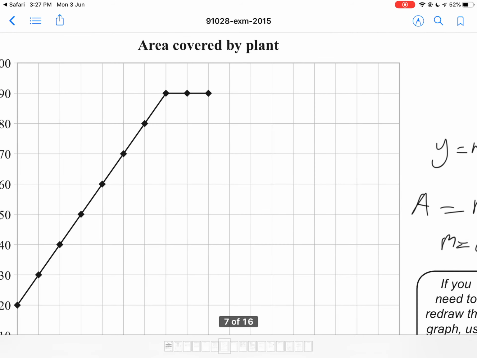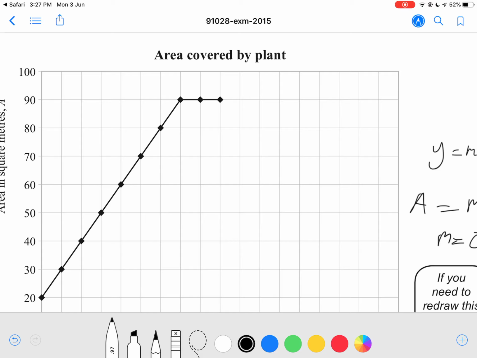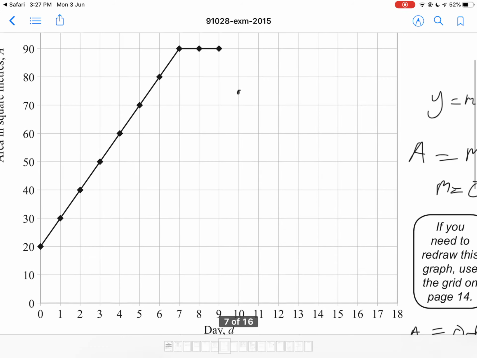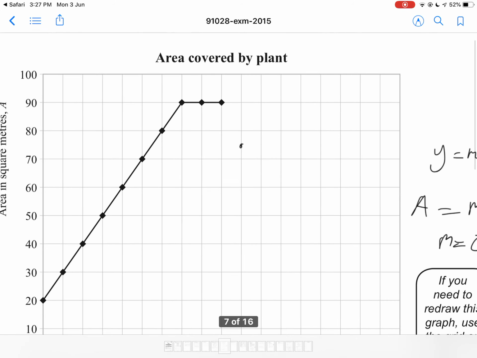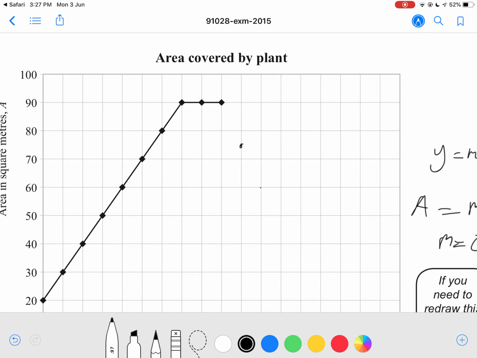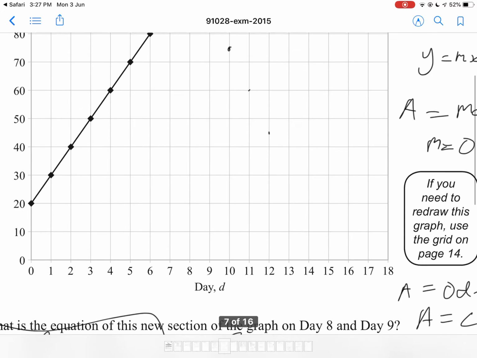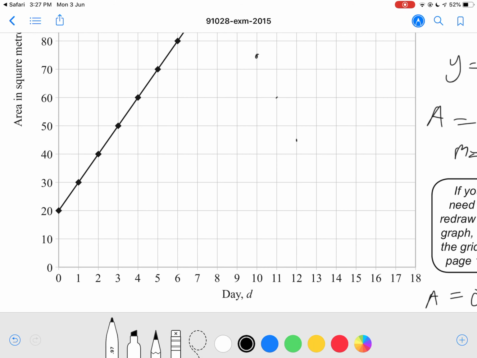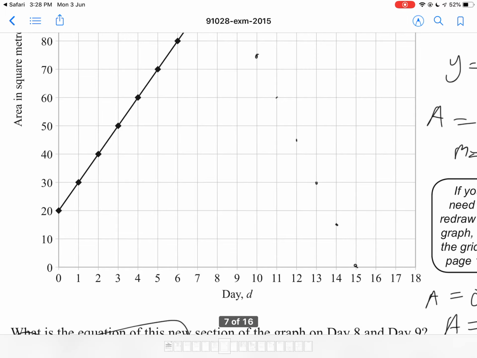So from day 10, it'll start decreasing at 15 each day as stated by the question. So on day 11 there will be 75, then on day 11 there'll be 60. On day 12, it'll go down to 45. On day 13, it'll be down to 30. Day 14, it'll be down to 15. And then on day 15, there'll be no more plant left, okay?